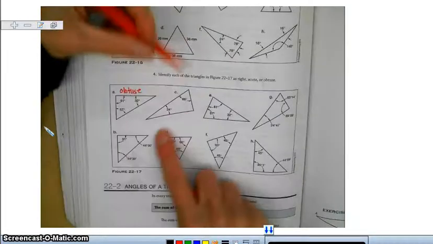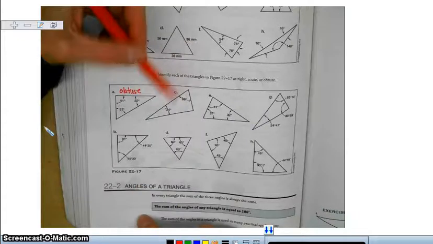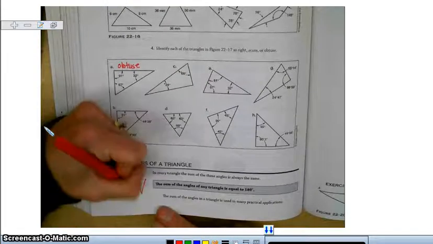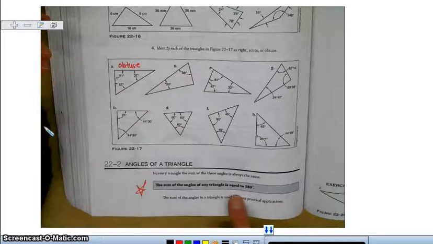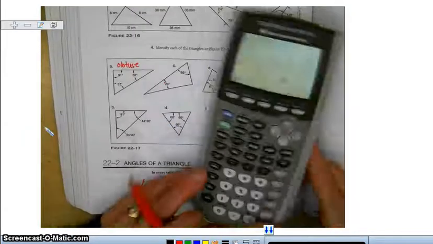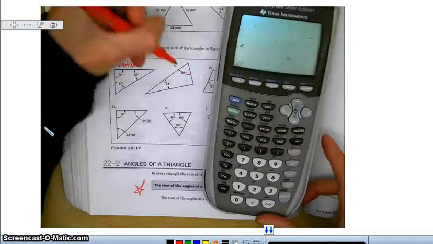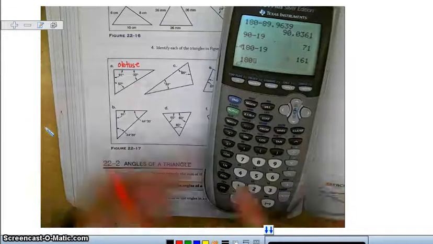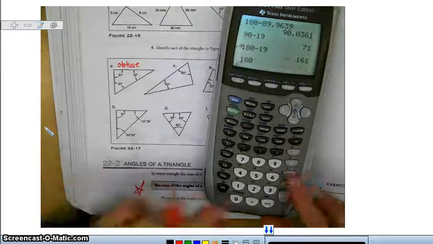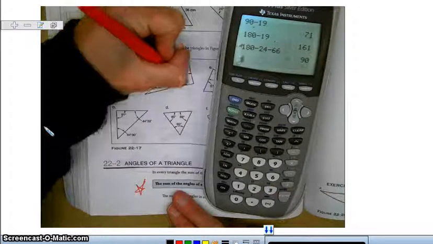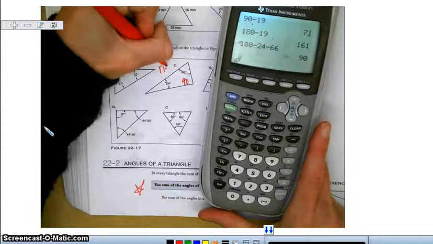And this one, if these two are 66 and 24, well, we haven't really learned this yet. This will be the next theorem we learn: the sum of the angles of any triangle is equal to 180. So I don't know this angle here, but I know that these all have to add up to 180. So on my calculator, I'll take 180, because they all have to add up to that, subtract 24, and then subtract 66 and see what's left. Well, that one has to be 90, so this would be a right triangle.